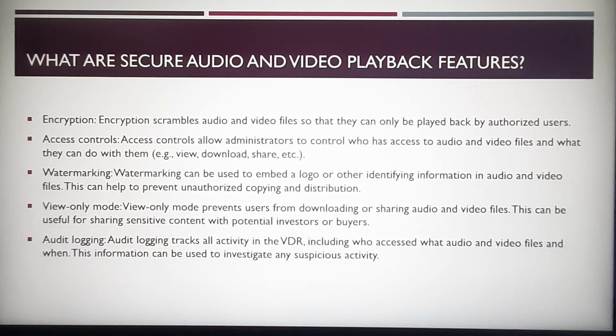What are secure audio and video playback features? Encryption scrambles audio and video files so that they can only be played back by authorized users. Access controls allow administrators to control who has access to audio and video files and what they can do with them. Then watermarking can be used to embed a logo or other identifying information in audio and video files. This can help to prevent unauthorized copying and distribution.